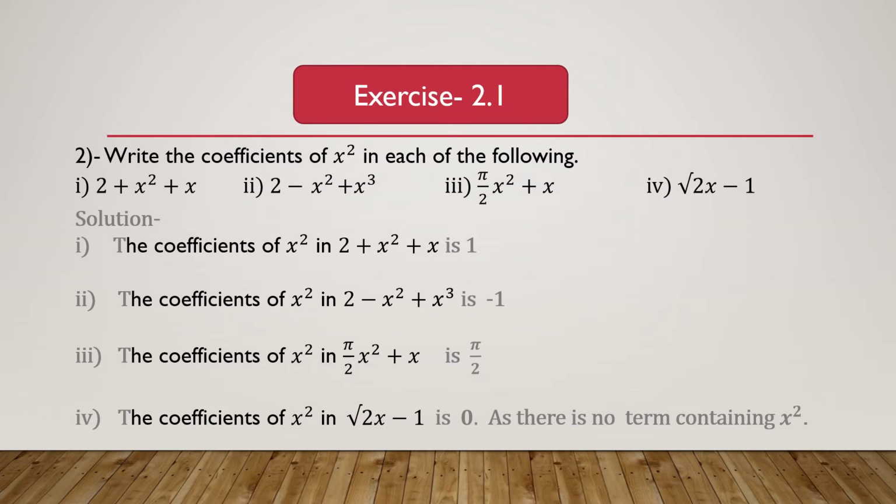And the fourth one is root 2x minus 1. For the coefficient of x square, here x square is not present, only x is present. So we can write 0 multiplied with x square. 0 multiplied with any number or any variable, we get 0 only. So x square can be written as 0 multiplied with x square. So the coefficient of x square in this polynomial root 2x minus 1 is 0, as there is no term containing x square.